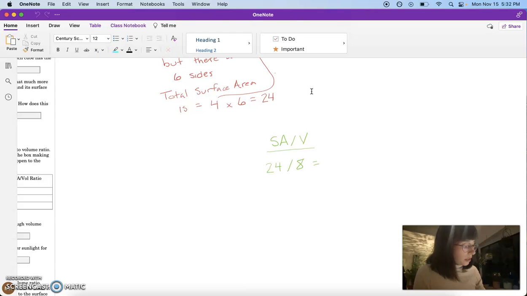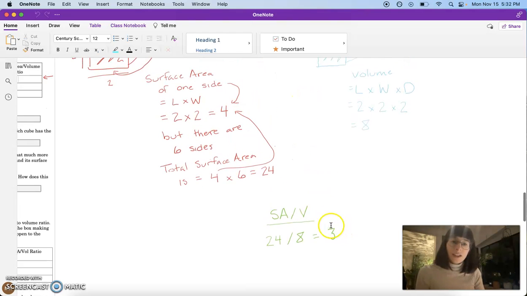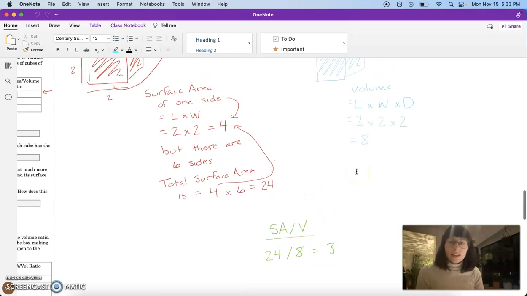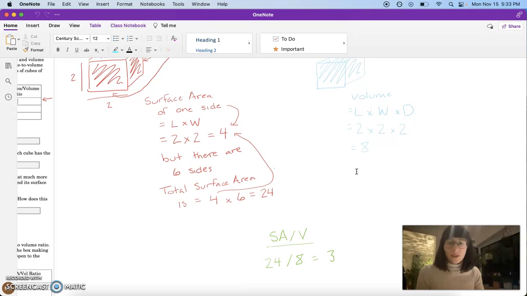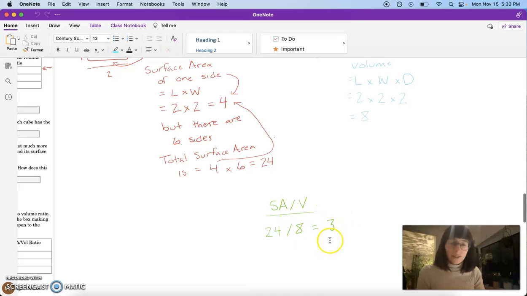24 divided by 8 is going to equal 3. So in this case, there are 3 times as many units of surface area as there are units of volume. And ratios are a little bit tricky, so just give your brain some time to wrap around that. But that's how you calculate it. And for now, just focus on that.